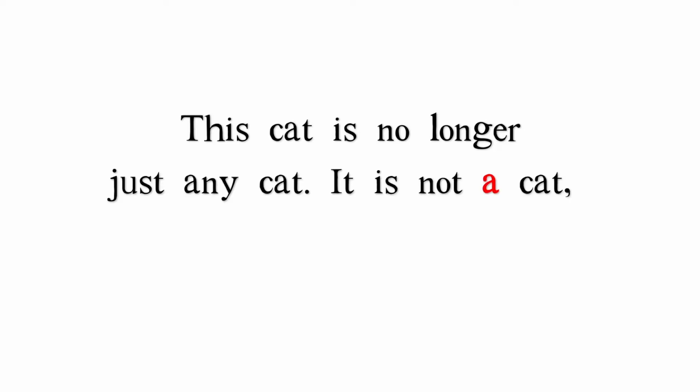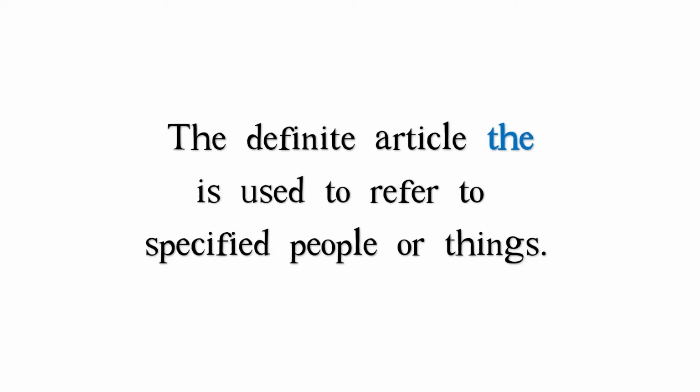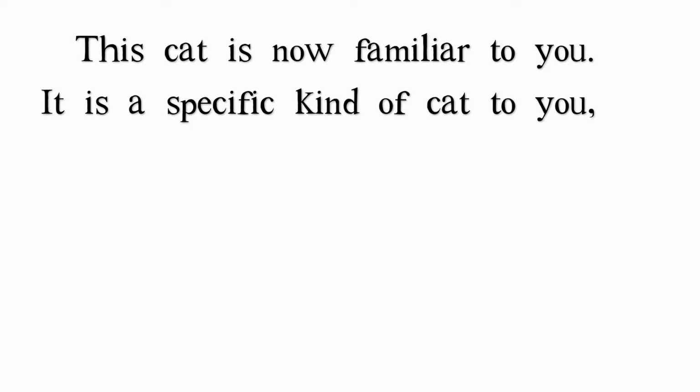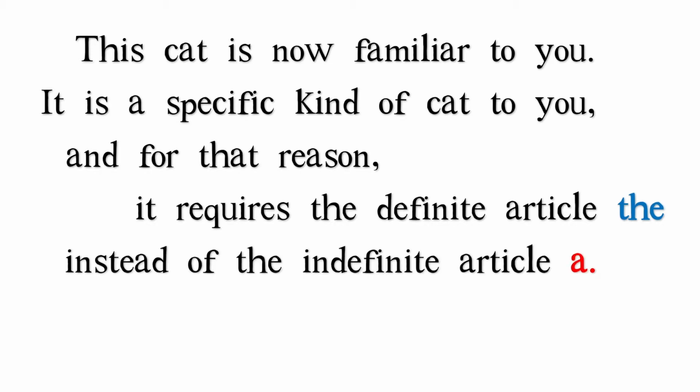This cat is no longer just any cat. It is not a cat. It is the cat that you saw yesterday. The definite article, the, is used to refer to specified people or things. This cat is now familiar to you. It is a specific kind of cat to you, and for that reason, it requires the definite article, the, instead of the indefinite article, a.